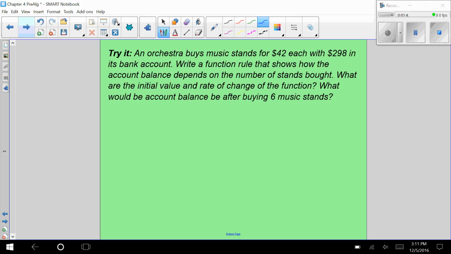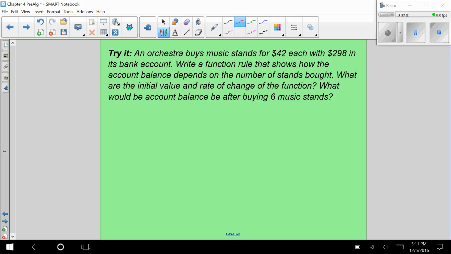It's just like the last one. An orchestra buys music stands for $42 each, with $298 in its bank account. Write a function rule that shows how the account balance depends on the number of stands bought. What are the initial value and rate of change of the function? What would be the account balance after buying 6 music stands?